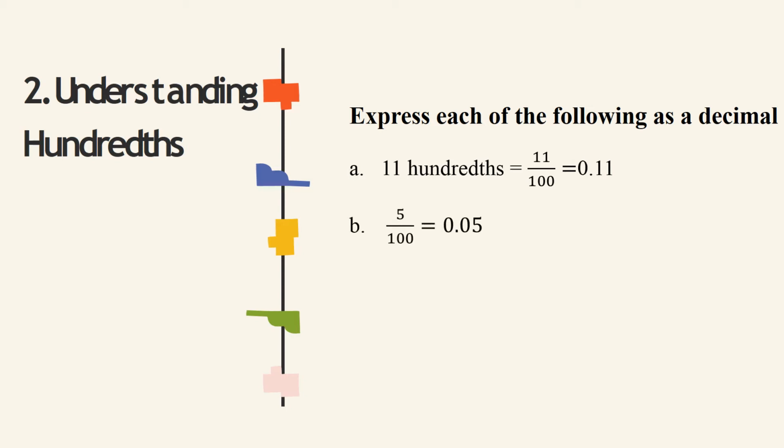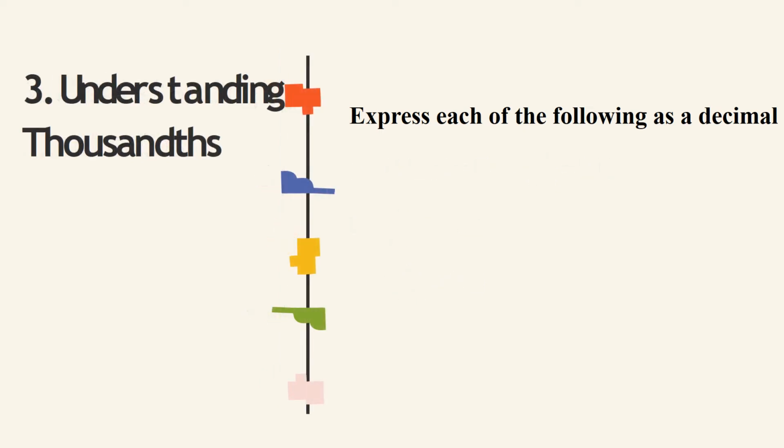Letter B, we got 5 divided by 100. A square divided into 100 parts, and then we shade 5 parts, and then 5 over 100, we express as a decimal, we got 0.05. Letter C, it is 1 whole and 8 over 100. 1 whole refers to a whole shaded part, and then a square divided into 100 parts, and then we shade only 8 parts, and then we got 1.08.